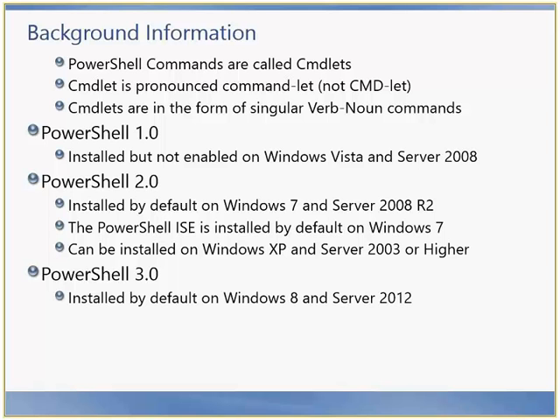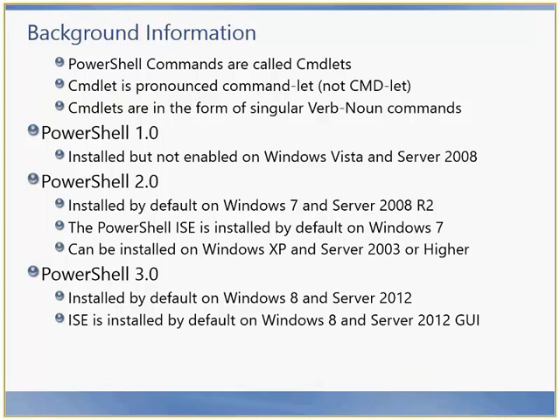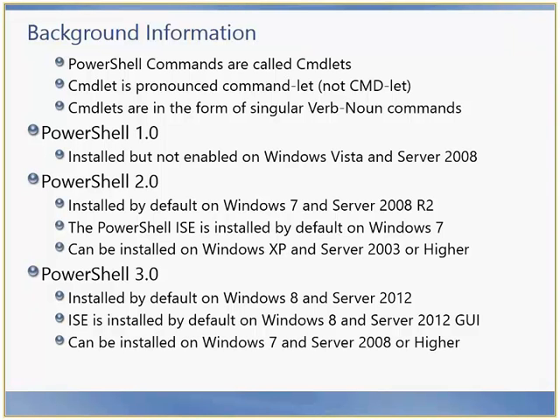So PowerShell 3.0. It's installed by default on Windows 8 and Server 2012. The ISE is installed by default on Windows 8 and Server 2012 if you installed the full GUI. And the default installation on Server 2012, if you put the CD in and say next, next, next, you get Server Core, which is no GUI. But in Server 2012, the GUI can be turned off and on, which is the opposite of 2008. In 2008, if you install Server Core, you're stuck with it. You have to reload. But in 2012, you do not have to do that.